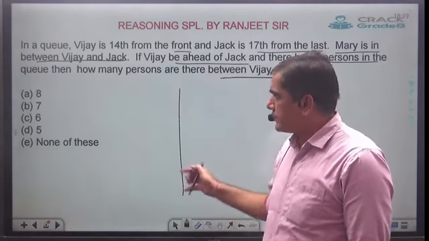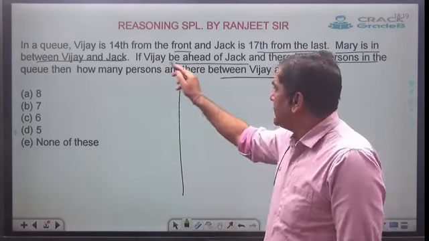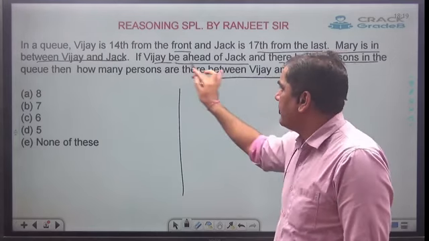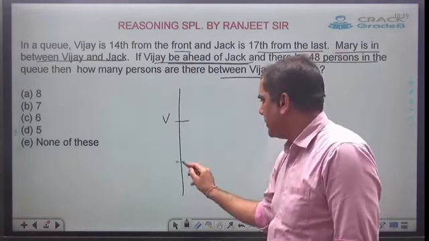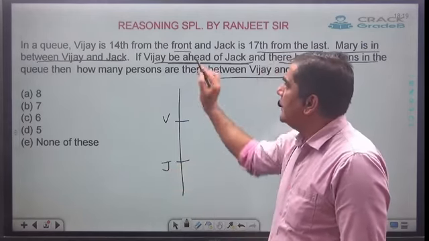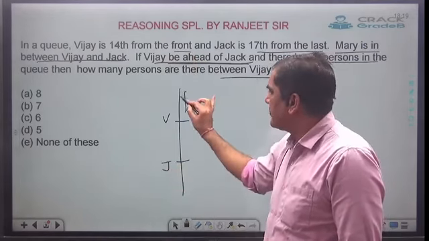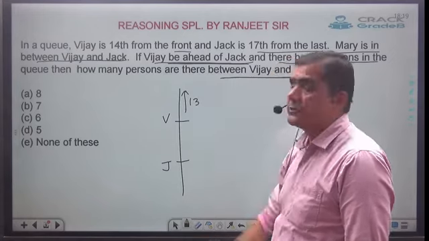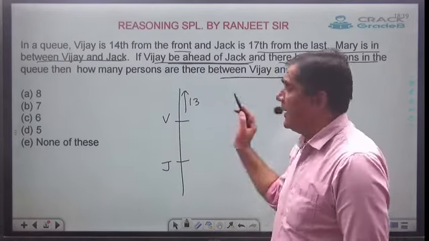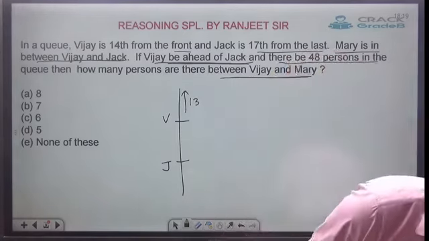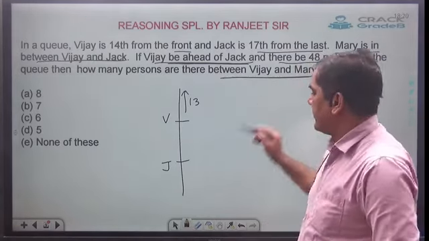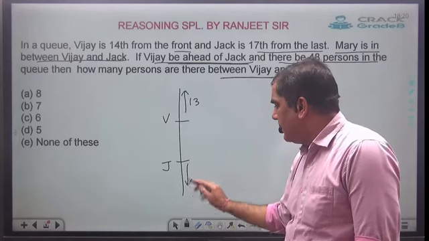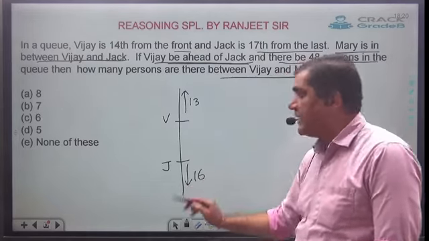Just see. If Vijay is ahead of Jack, so they have clearly given Vijay should be ahead of Jack. Means Vijay should be at the top and Jack should be at the bottom. Now let's arrange. Vijay is 14th from top, means to the top of Vijay, there must be 13 students. And they have given Jack is 17th from last. Means to the bottom of Jack there must be 16 students.